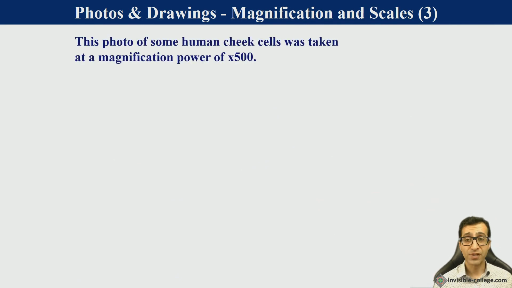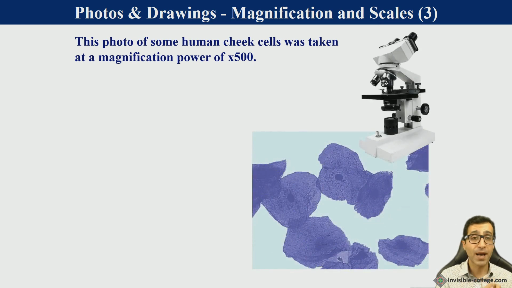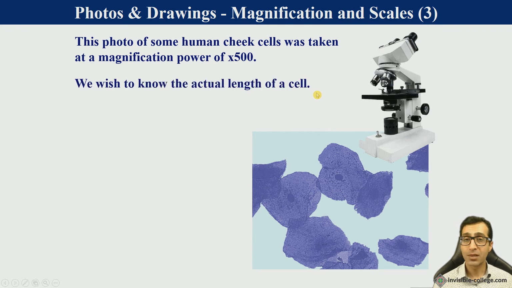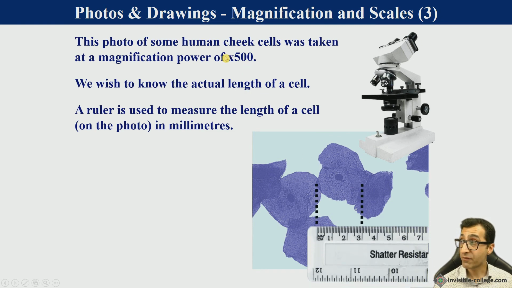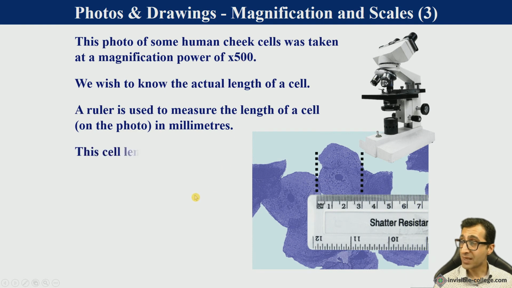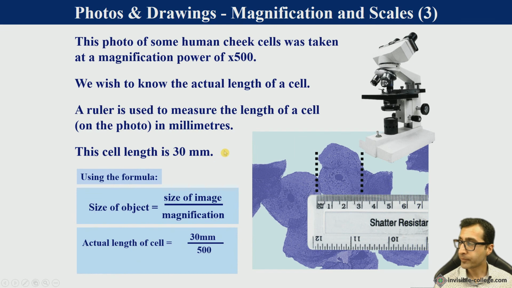So another example that appears in your revision and study packs for this webinar is this one. This photo shows some human cheek cells taken at a magnifying power of 500 times, and we wish to know the actual length of one of these cheek cells. So again, we would measure the size of one of these cells on the photo using a ruler. We have the magnifying power, and so we can simply substitute these values into the formula. We evaluate and we find that the cell is 0.06 millimeters in diameter.